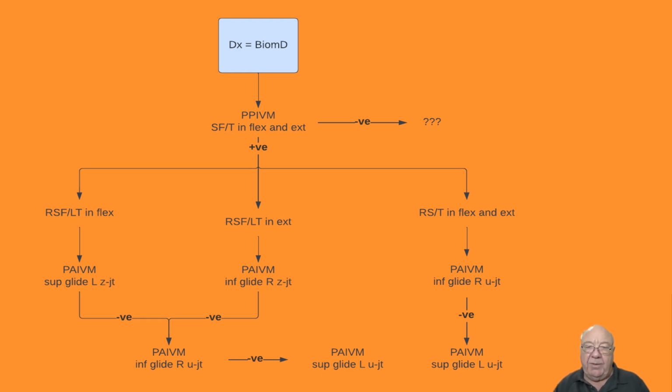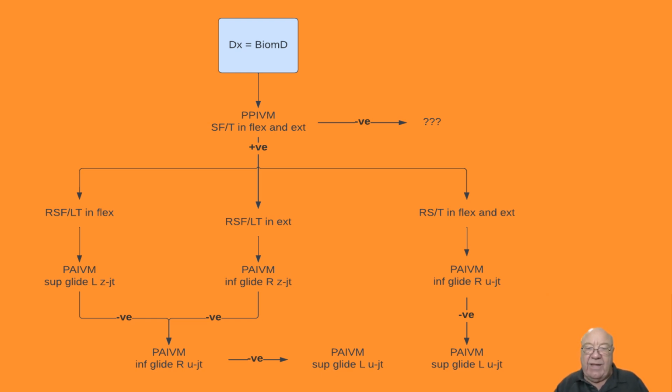On the other hand, if the PPIVMs are positive, we can move into it. Now, we're going to assume it's right side flexion, left translation again. If we find that in flexion, we then do a PAIVM for the superior glide of the left zygapophyseal joint, if only right side flexion, left translation in flexion is positive. If, on the other hand, right side flexion in extension is positive, then we'll do the PAIVM for the inferior glide of the right zygapophyseal joint. If they're both negative, then we'll look at the PAIVM for the inferior glide of the right joint.